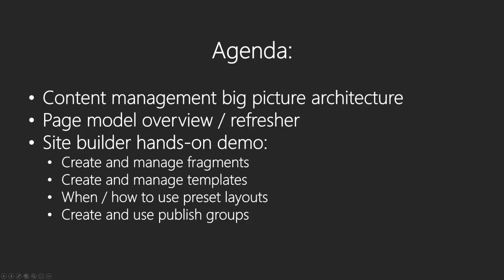We're going to first take a look at the big picture of where this site content is authored within Commerce. Then we're going to take a look at what we call the page model and do a little overview refresher for folks who are either new to that or need a refresher. We'll talk through what are the different entities that come together in our content management system to actually create new web pages and manage those efficiently across an enterprise website.